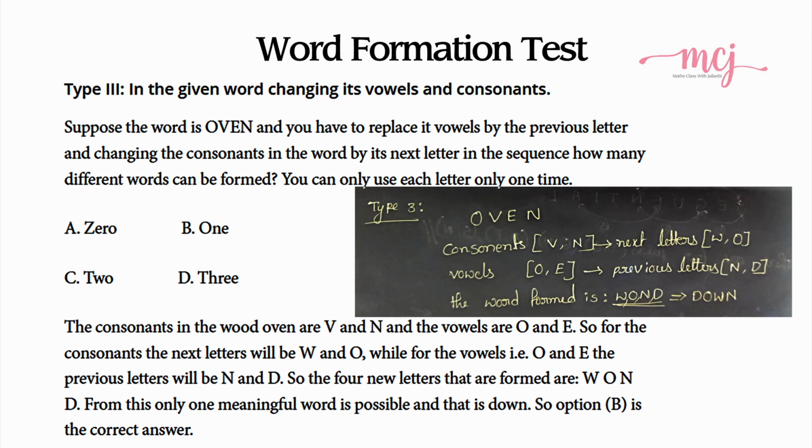The consonants in the word oven are V and N and the vowels are O and E. So, for the consonants, the next letters will be W and O, while for the vowels, that is O and E, the previous letters will be N and D. So, the four new letters that are formed are W, O, N, D. From this, only one meaningful word is possible, and that is down. So, option B is the correct answer.